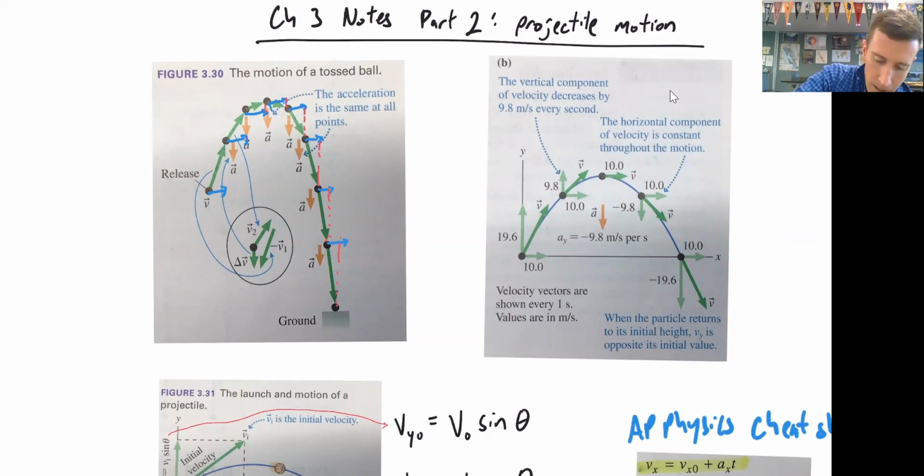Now the vertical part keeps changing, right? The vertical component of velocity keeps changing. However, the acceleration is always the same. The acceleration is always downwards, and the acceleration in this case, because it's a ball tossed on the earth, would be negative 9.8 meters per second squared. So the acceleration in the y direction is equal to the acceleration due to gravity, which is negative 9.8 meters per second squared. So acceleration is always, always, always down.